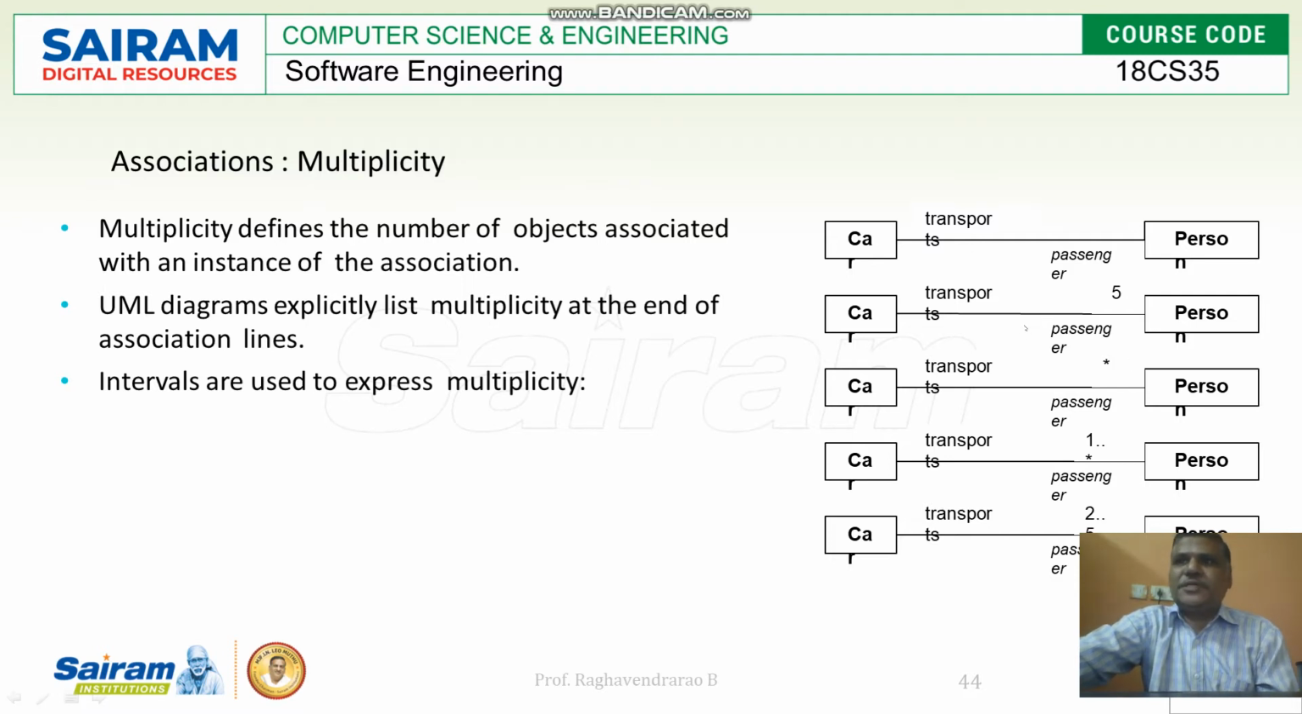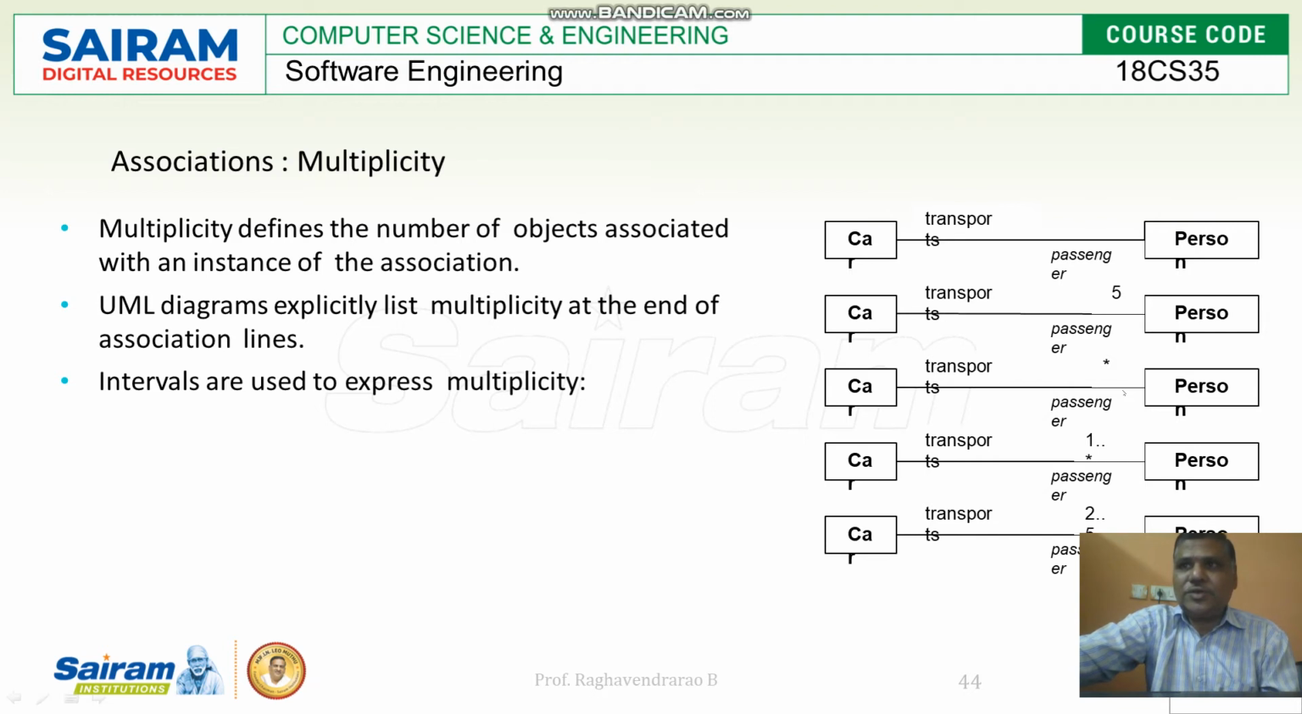Now you see that in this, a car transports 5 persons. The passengers are going to be there here. The persons are nothing but passengers. The car can carry 5 passengers. The car can transport the passengers. Simple direction: car can transport passengers. How many passengers? 5.